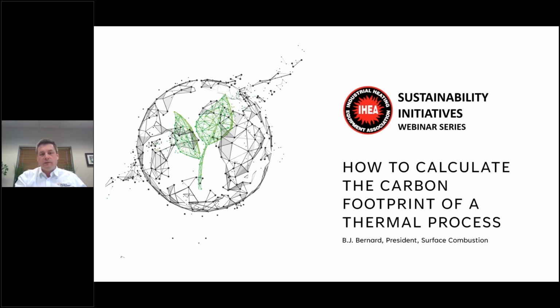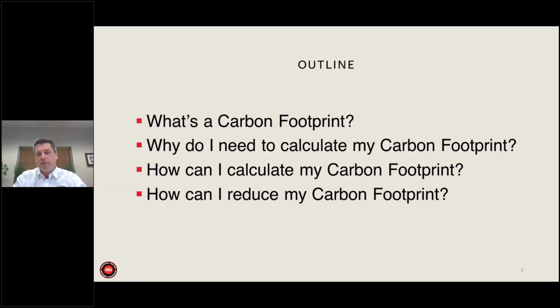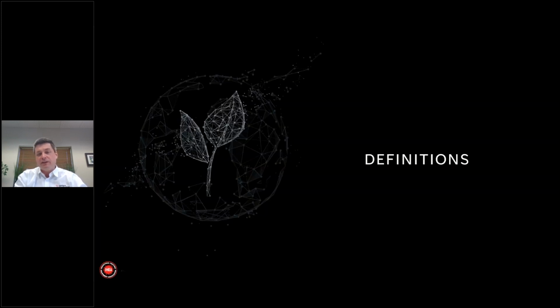Looking at the agenda, we'll go over, first, what's your carbon footprint, and why do we need to calculate it? Then how can we calculate it? Then finally, we'll talk about how we can reduce your carbon footprint overall. So to get started, we'll jump right in with some definitions, because if we don't have a common language, we don't understand each other. So I want to make sure that I define some terms right up front, so we all understand what we're talking about going forward.